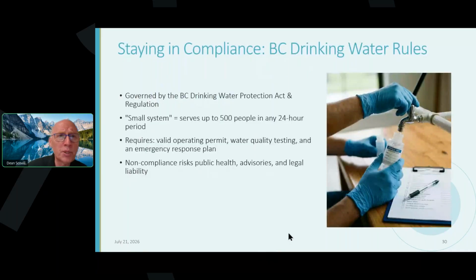Now, if you're listening from other provinces, I'm sure you have similar rules and regulations in your neighboring provinces or outside the region. And these are just some of the excerpts if we're just talking about the BC Drinking Water Protection regulations. A small system is defined as serving up to 500 people or less in a 24-hour period. So that would be fine as a small water system. If you're more than that, then you'd classify it as a bigger system.